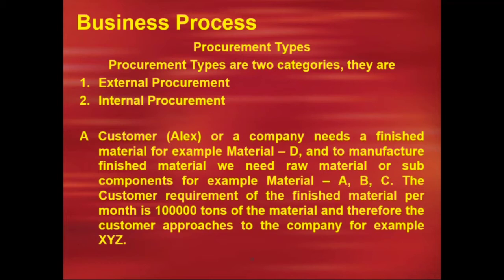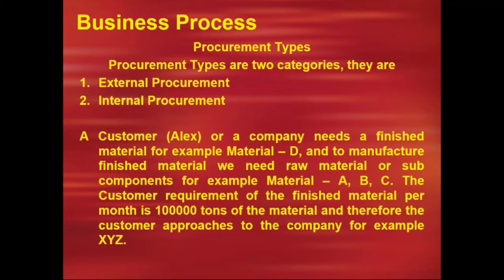We take any organization in the market: pharma, mechanical, chemical, automobile, utilities, consumer products, whatever it is. Whatever may be the nature of that company, the business processes remain the same. The procurement types are classified into two categories: external procurement and internal procurement. So what is this external and what is this internal?